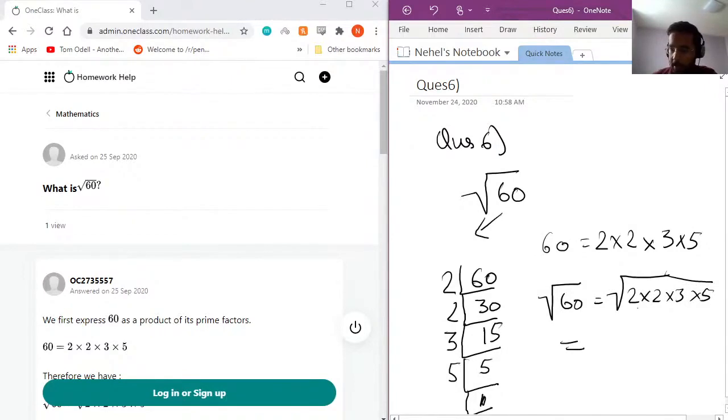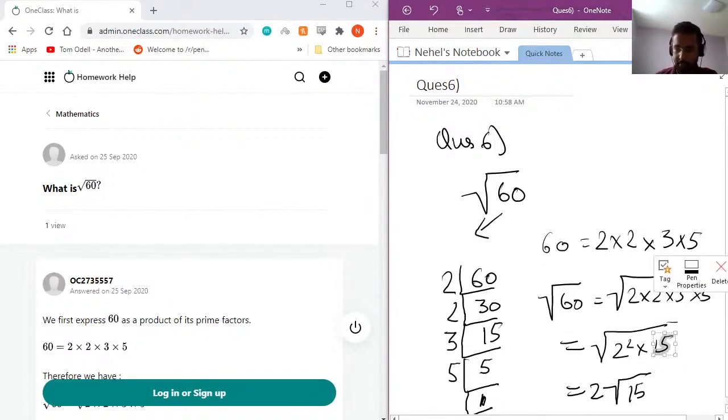Now since 2 is being multiplied twice, we can write that as 2 square, and then 3 doesn't have a pair and 5 doesn't have a pair, so we can just multiply them together. So this becomes 2 square times 15. Now since 2 is being squared and it's inside a square root, it can actually come out of the square root. So this becomes the final answer, 2 root of 15.